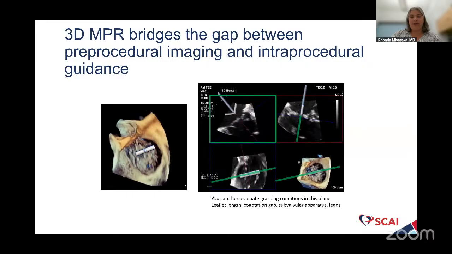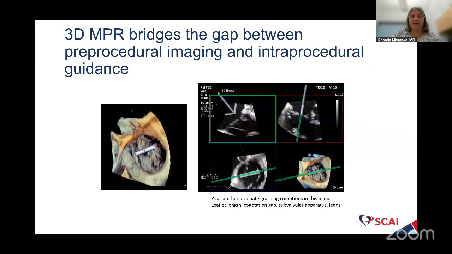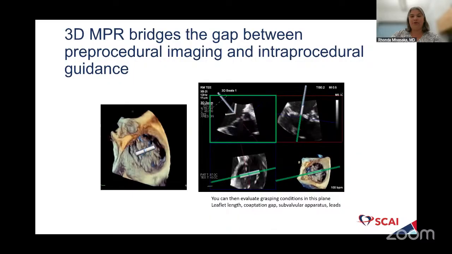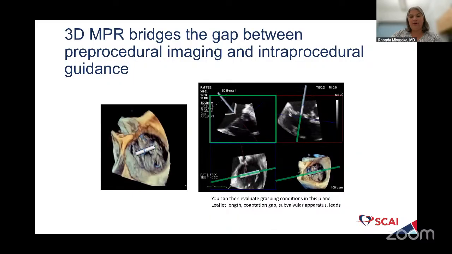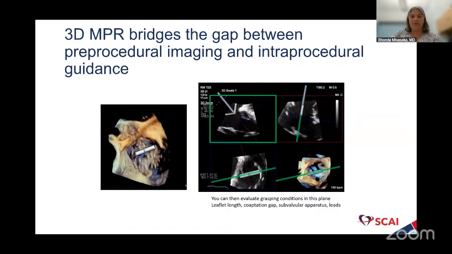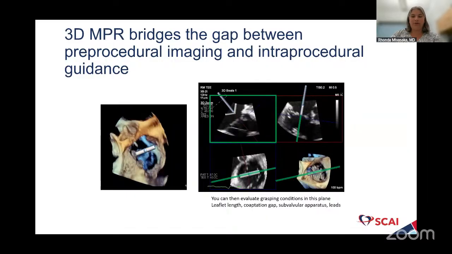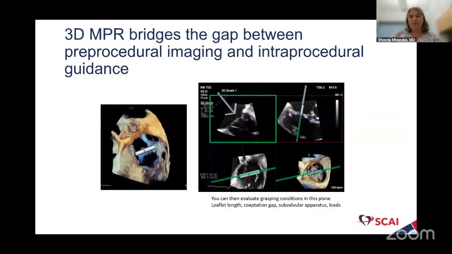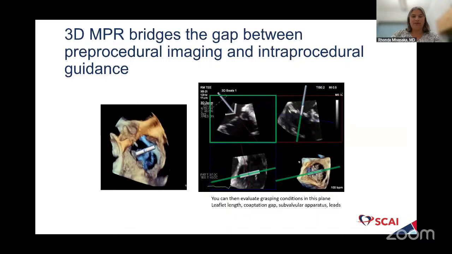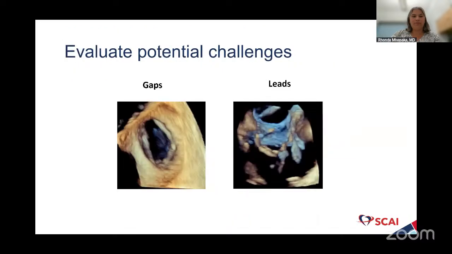We just align our grasping plane in the exact location and orientation as how we would visualize our clip. And then we can evaluate that grasping view for the grasping condition. So we can look at leaflet length, coaptation gap, subvalvular apparatus, the presence of leads. It makes things very straightforward for us.